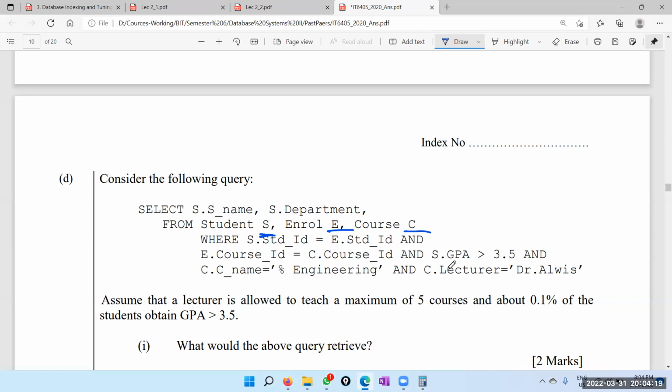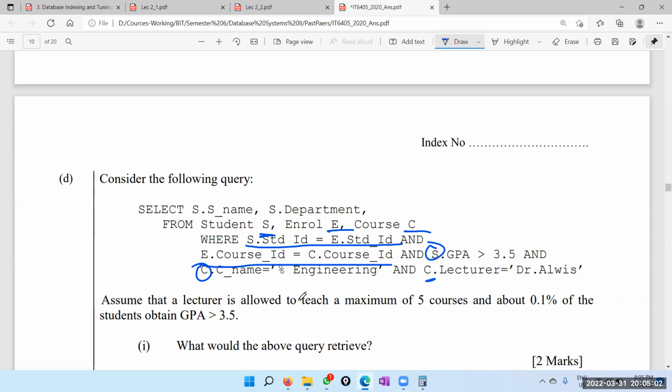And then student's GPA must be 3.5, and course, so this is from the student table, this is from the course table, and its name must be engineering. And also there's another field in the course table, the lecturer must be Dr. Alice. Right. So those are the criteria. So we have the two joins: the joining of the first two tables and then the second and third. And then additional criteria, one from student, two from course, and nothing from enrollment.